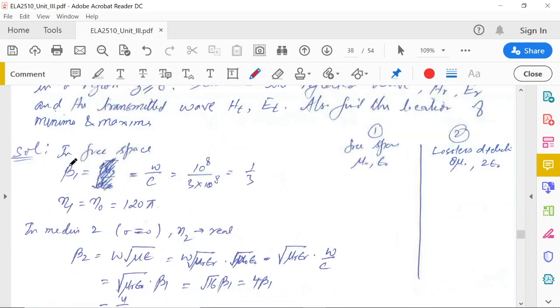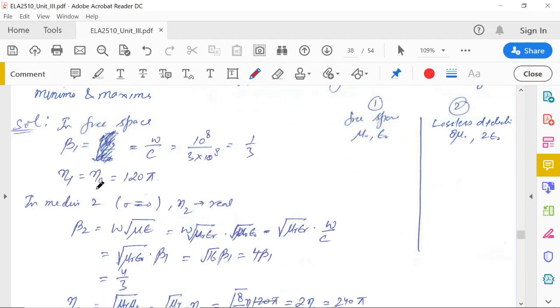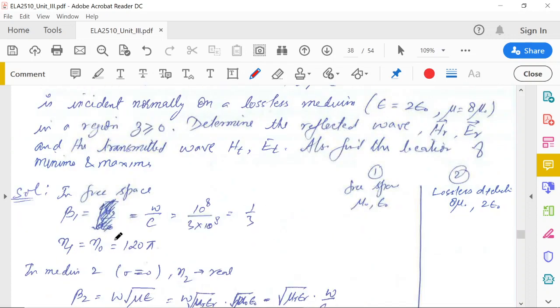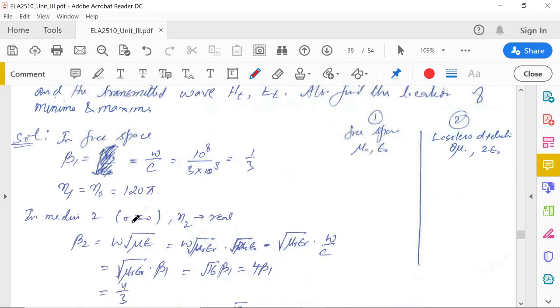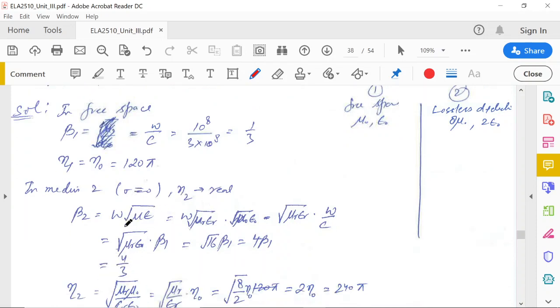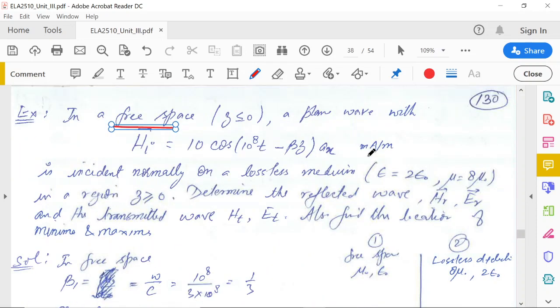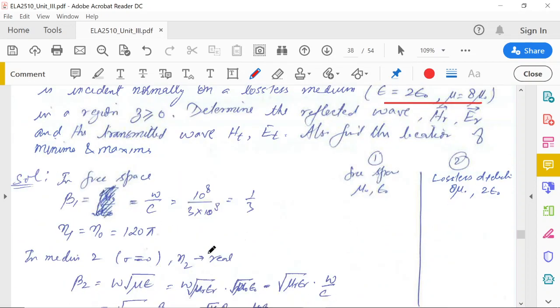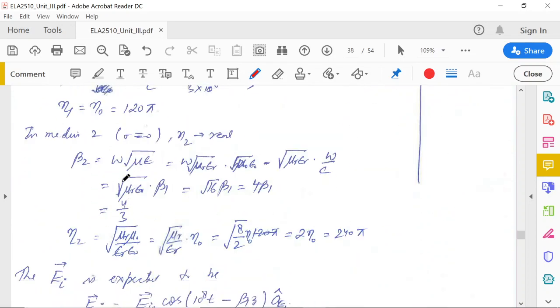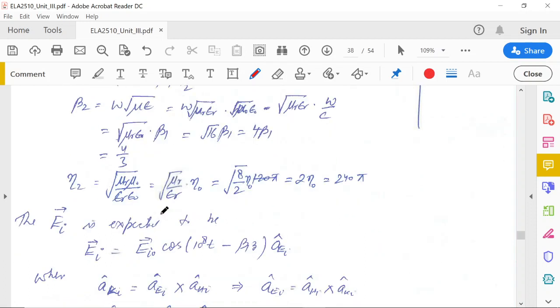So first, medium 1 is free space. So beta 1 is given here as 1 over 3, and eta naught is 120 pi in this case. So eta 1 is equal to eta naught for free space. For medium 2, eta 2 is real, and you can find it using the given values. Using these values, you can find eta 2, and beta 2 you can find as 4 by 3.